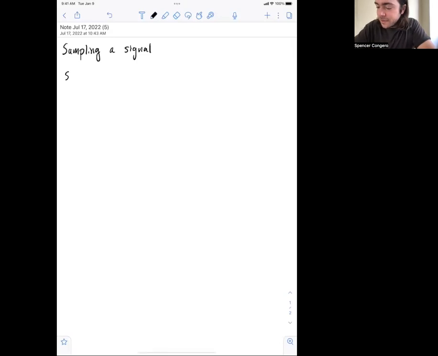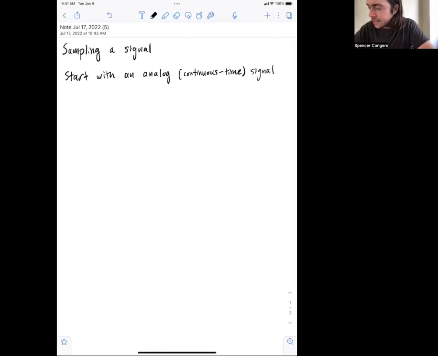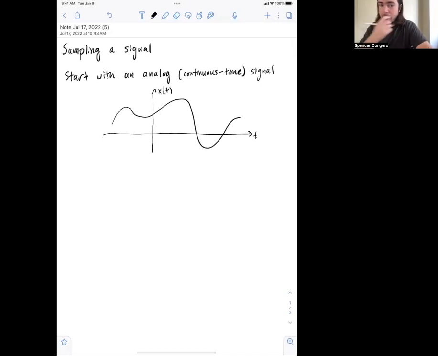What's the story? Well, we're going to start with an analog signal, as we say, which is just another way of saying continuous time. Some people use the word analog, continuous time signal. Okay, that's what we're going to start with, and I'll just draw a random signal so we have something to look at. Okay, so let's say it looks something like that. Let's say that's my x of t.